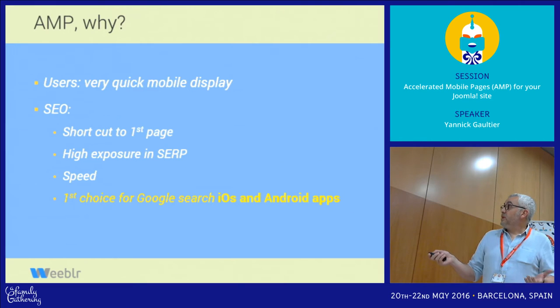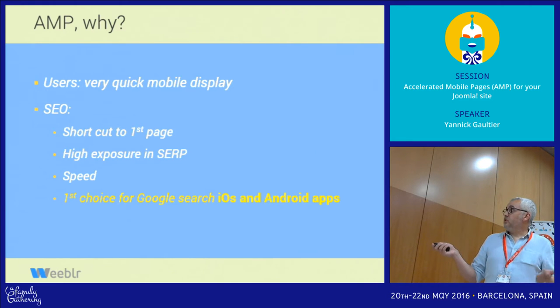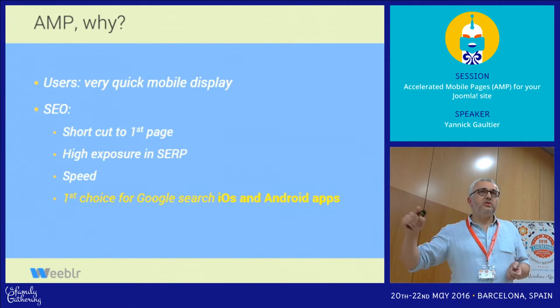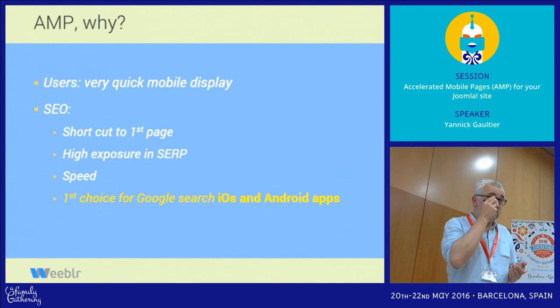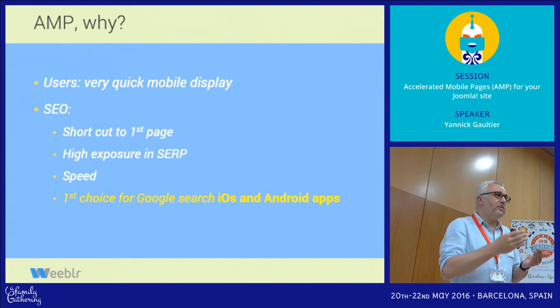And another good reason is that they have not really rolled out the releases yet, but it was announced 2 days ago, the iOS and Android apps on your phone are now going to display by default the AMP version of a page if it exists. So if somebody enters a search in the Android search box, for instance, on their phone, again, if you have an AMP page of your site, you're going to have some advantage, obviously.